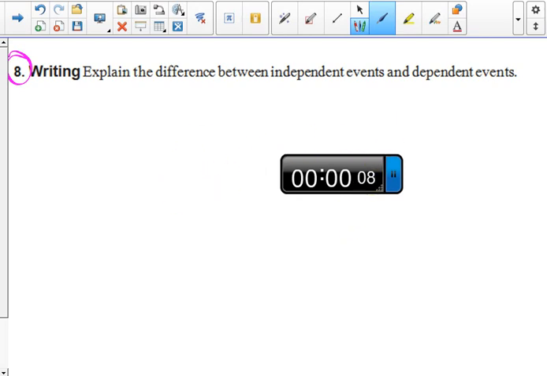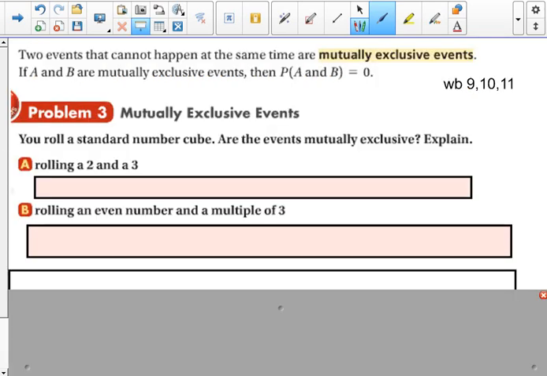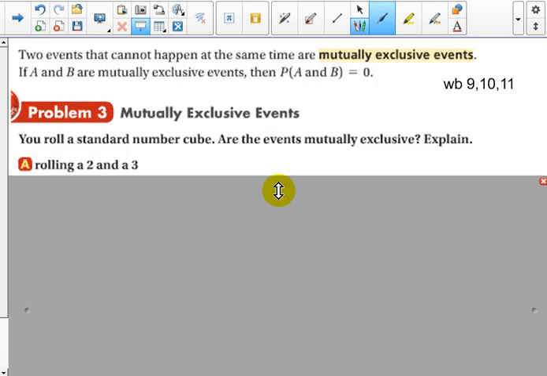Ten seconds. Okay, so wrap up what you're doing. If you didn't finish, then just do it at home tonight. Or if we have time left over, you do it then.